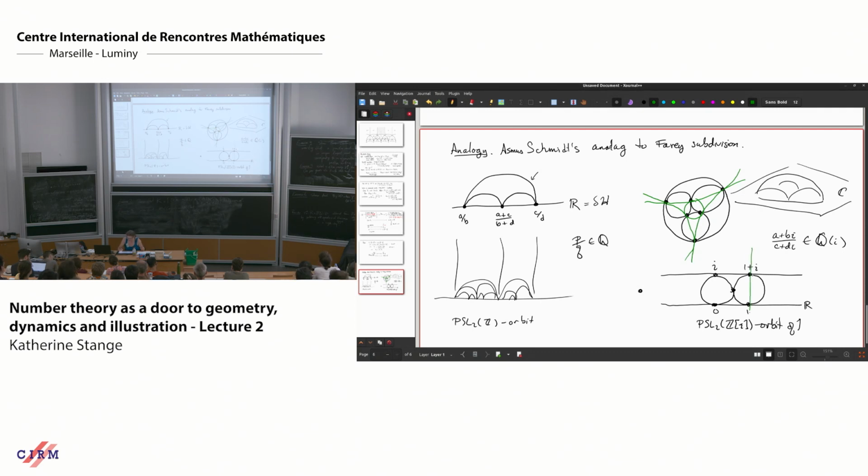PSL2 Z adjoint I acting on the upper half plane? Nope, this is acting on the complex plane. So this is in C hat, okay? Thought of as the boundary of an upper half space, which is a model of hyperbolic 3-space. And so these circles are the boundaries of geodesic planes. So we're all moving up 1 dimension from the Farey case.